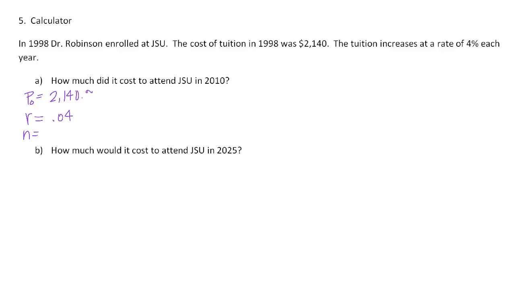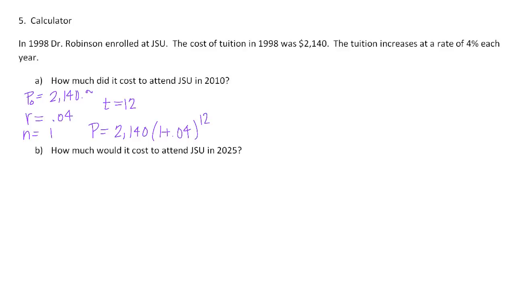The number of times that happens is 1. And now we need to know T. So how much did it cost to attend JSU in 2010? So our total time here, well, from 98 to 2000 would be 2 years, and from 2000 to 2010, 10 more years. So that's a total of 12 years. So our final answer would be our setup, $2,140 times 1 plus 0.04 raised to the 12th.